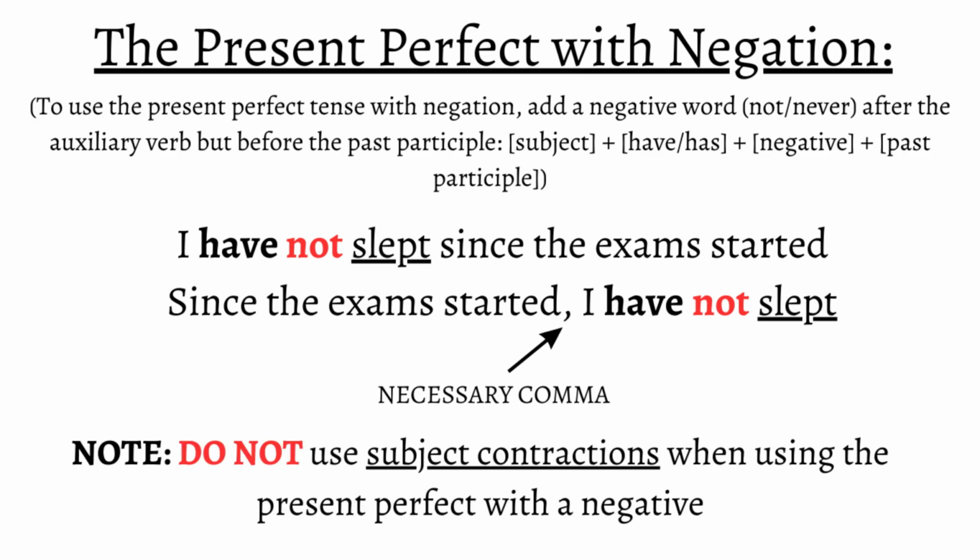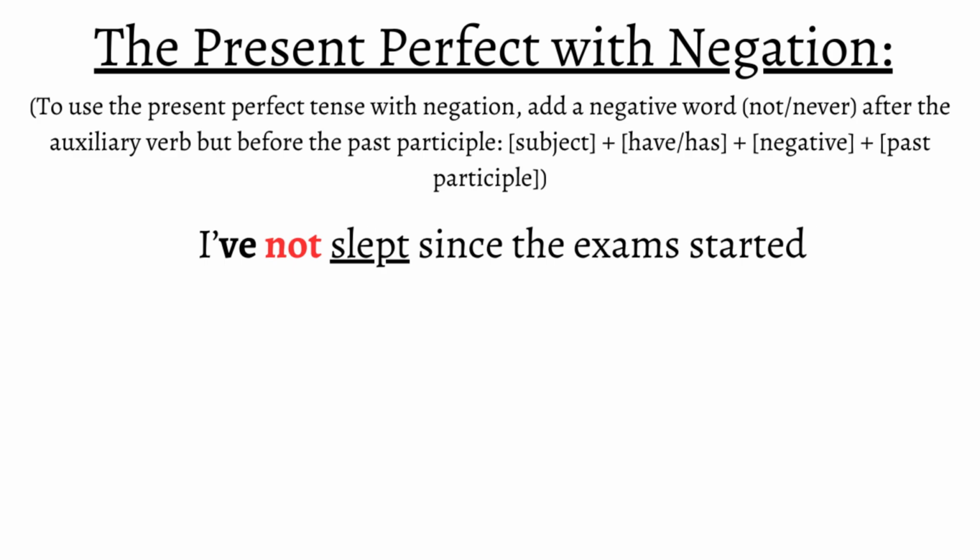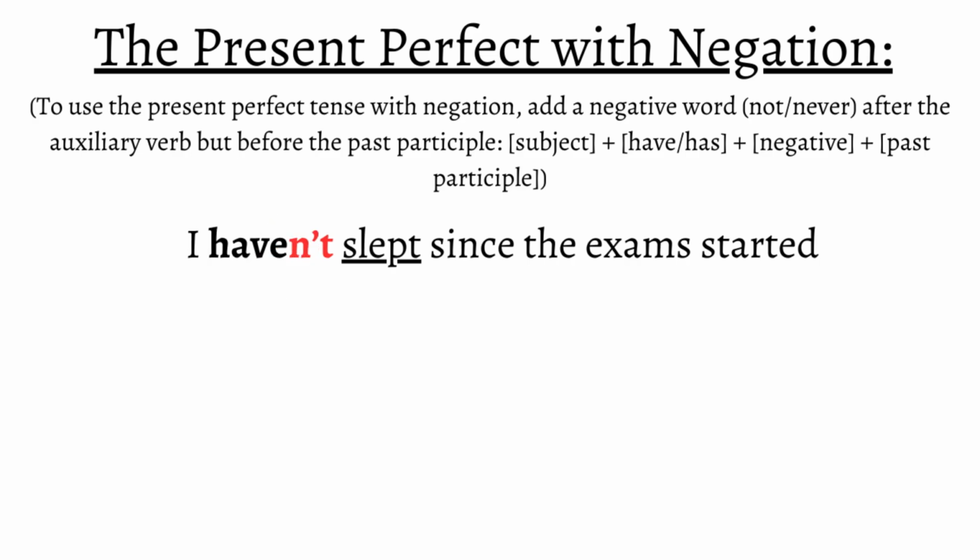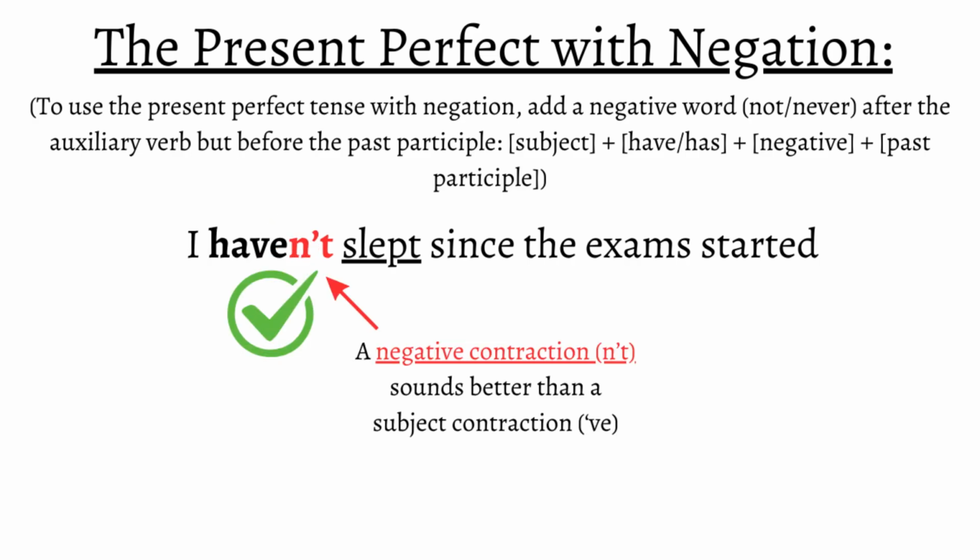As a note, it's best to not use subject contractions when using the present perfect with a negative because it will sound too awkward, at least in American English. Saying, I've not slept sounds bad, so saying, I haven't slept is better. This way, the negative contraction sounds better than the subject contraction, so watch out for this concept.